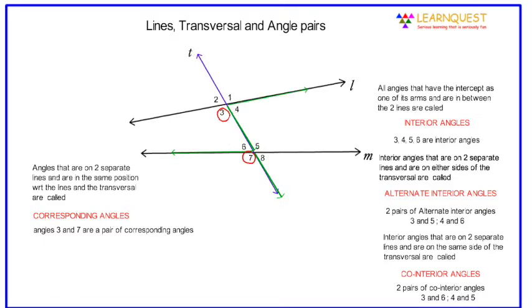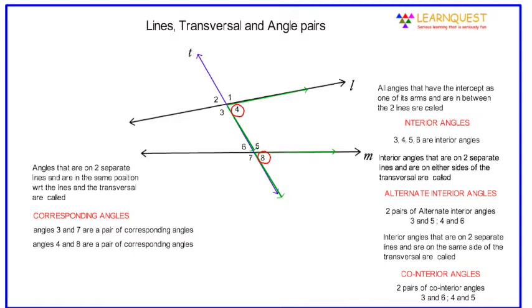Now let us look at another pair of angles. This time we are going to look at angle 4 and angle 8. Do these form a pair of corresponding angles? For that, let us check their positions. 4 and 8, are they on the same side of the transversal? Yes, they are both on the right hand side. Now let's check their position with respect to lines. They are on separate lines L and M and they are both below the line. So they again satisfy the criteria that they have the same position with respect to transversal and lines. So we can say that 4 and 8 are a pair of corresponding angles.